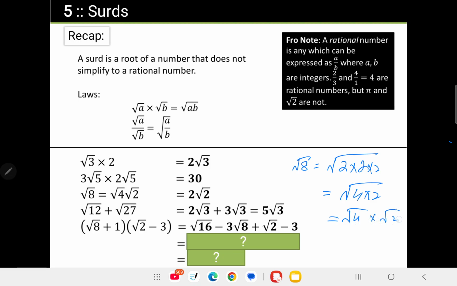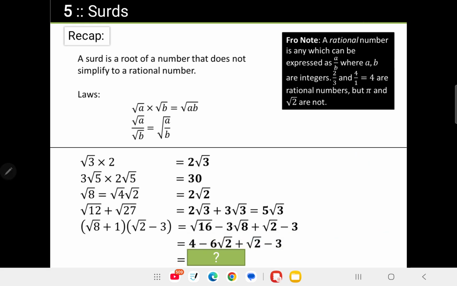So square root of 4 times square root of 2, and square root of 4 is 2, so it's 2 root 2. So root 8 can be written as 2 root 2, times 3 is 6 root 2. So you can simplify this to get this. So 6 root 2 over here, so square root of 16 is 4 root 2, so 6 minus 6 root 2 plus root 2 is minus 5 root 2, and 4 minus 3 is 1, so it will be 1 minus 5 root 2.